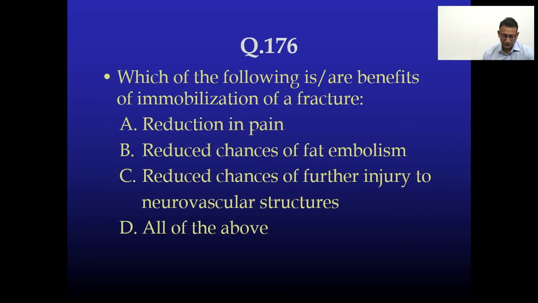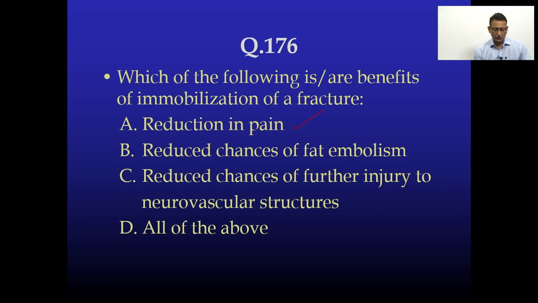Let's move on to the next question, 176. Which of the following are the benefits of immobilization of a fracture? Whenever a bone fractures, it will definitely injure the soft tissue around it, because if a force can break a bone, it will definitely injure the soft tissue through which it is passing. When a bone fractures, there will be sharp ends of the bone. Those sharp ends will further damage the muscles, and the muscles will go into spasm, and that will lead to pain. If you immobilize the limb, there won't be further movement at the fracture site, there won't be further spasm, so the pain will be less. So yes, it helps in reduction of pain.